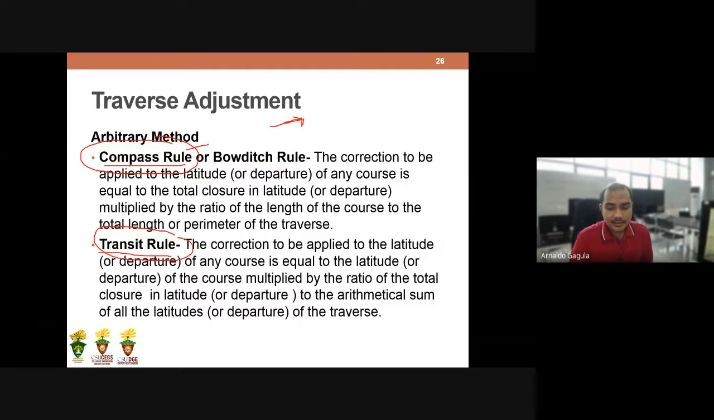Another method is the transit rule. The correction to be applied to the latitude or departure of any course is equal to the latitude or departure of the course multiplied by the ratio of the total closure in latitude to the arithmetical sum of all the latitudes of the traverse. The compass rule uses length as the basis, while the transit rule uses the arithmetical sum of the latitudes or departures.